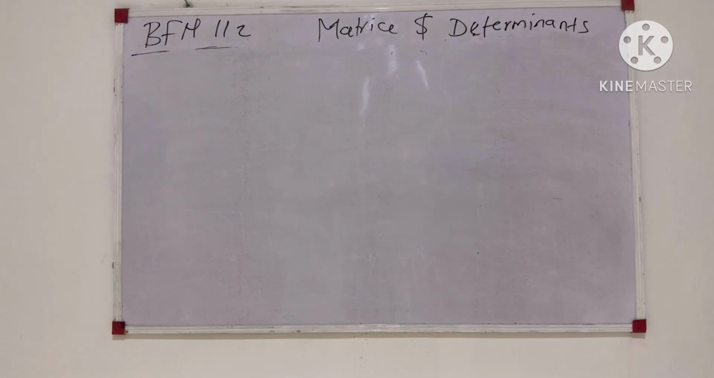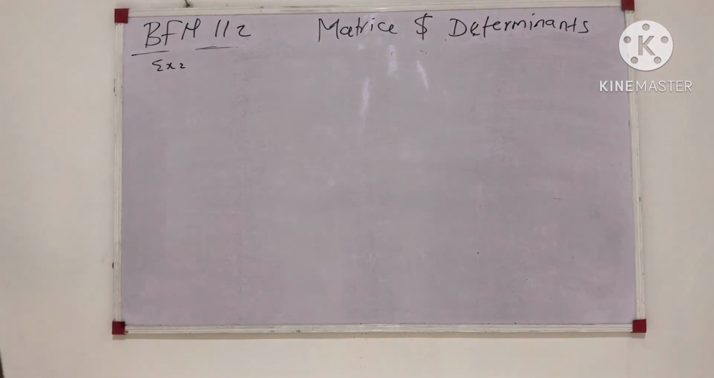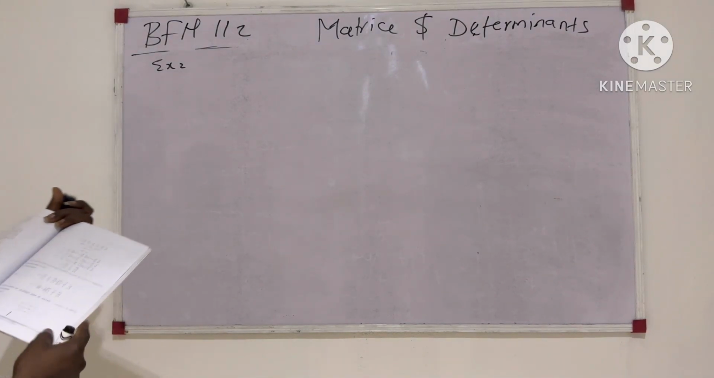All right. Example number 2. Now, in example number 2, we are going to be using Cramer's rule. Let me get the question that we're going to be solving. All right. We are going to be using Cramer's rule to solve this question.